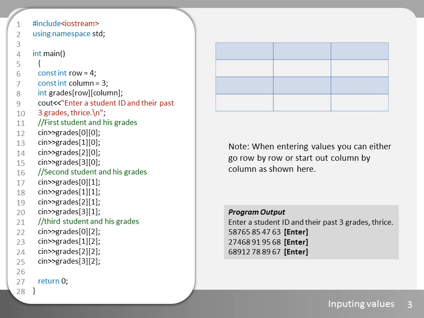In this program, we're going to enter a student number and the grade of their past 3 exams. First, two constant integer variables are created. Variable row initialized with 4 and variable column initialized with 3. Then a two-dimensional array of type int is created using row as its first size declarator and column as its second. Next, we're going to input values into the entire array.